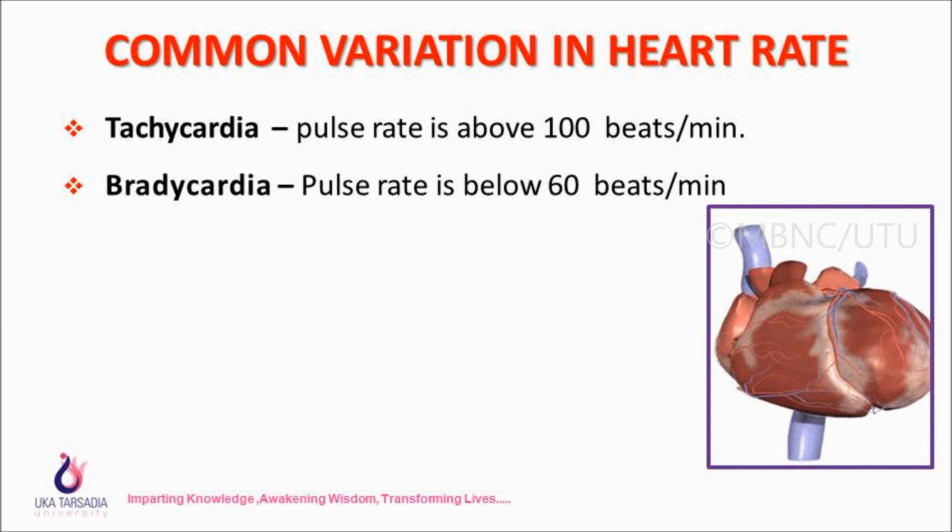Common variation in heart rate. First, terminology is tachycardia, which means pulse rate is above 100 beats per minute. Second terminology is bradycardia, which means pulse rate is below 60 beats per minute.